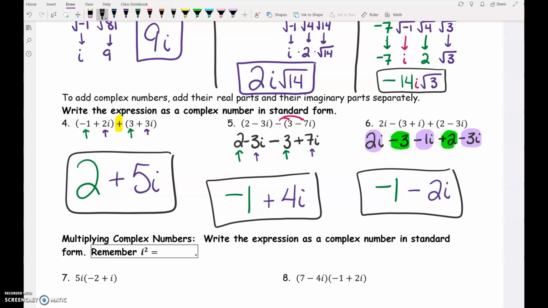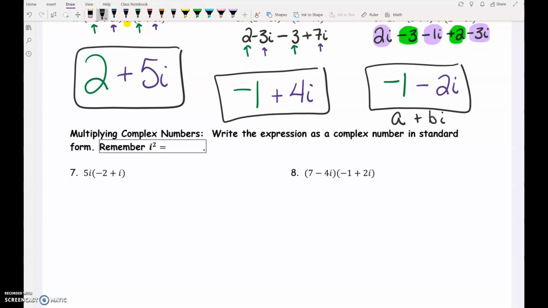And it is important that you always have your answer look like a plus bi or a minus bi. You want the i part to be at the end, the real number part to be at the beginning. Okay, now we added and subtracted with complex numbers, so next we're going to multiply with complex numbers.